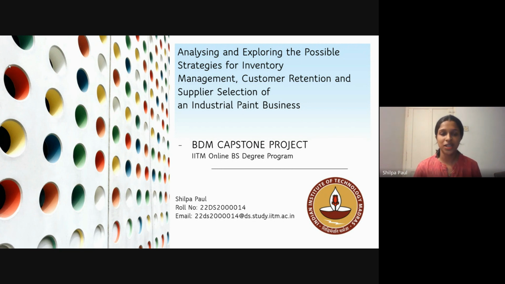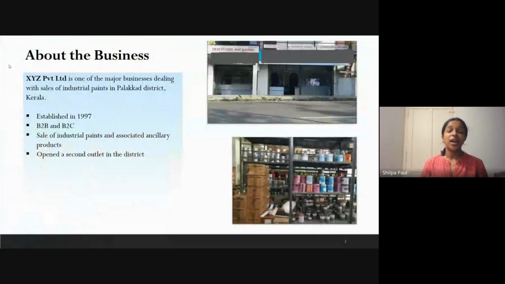And moving on to what I did, it's titled Analyzing and Exploring the Possible Strategies for Inventory Management, Customer Retention, and Supplier Selection of an Industrial Paint Business. Due to non-disclosure reasons, I had to change the name of the shop. It's an industrial paint shop in the Palakkad district of Kerala. Industrial paint differs from the normal paint that we use on walls. They are used for the coating of automobiles and electrical equipment, maybe like refrigerators or motors.